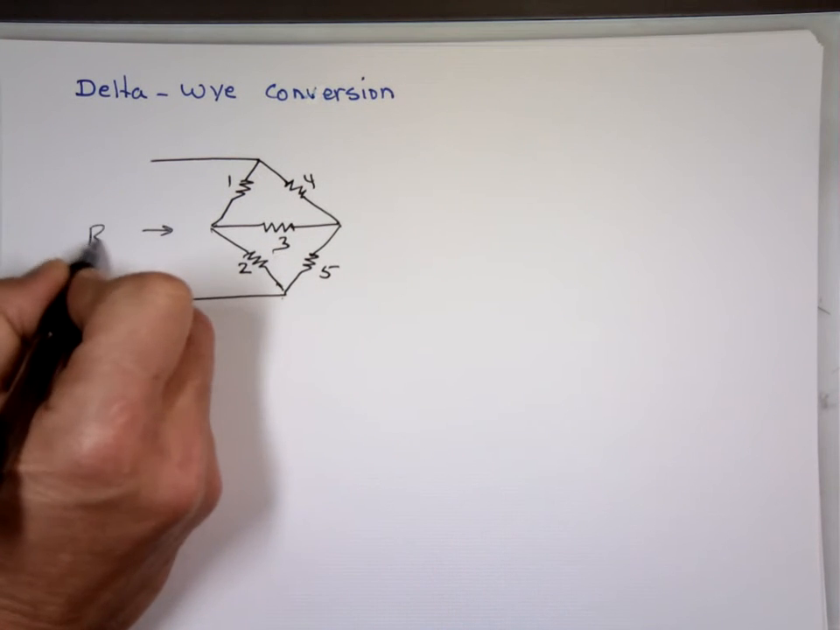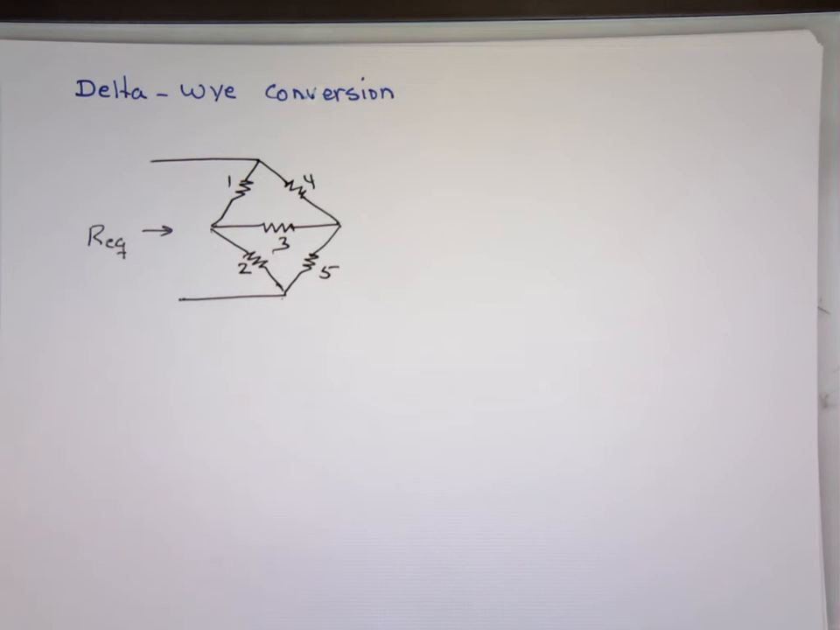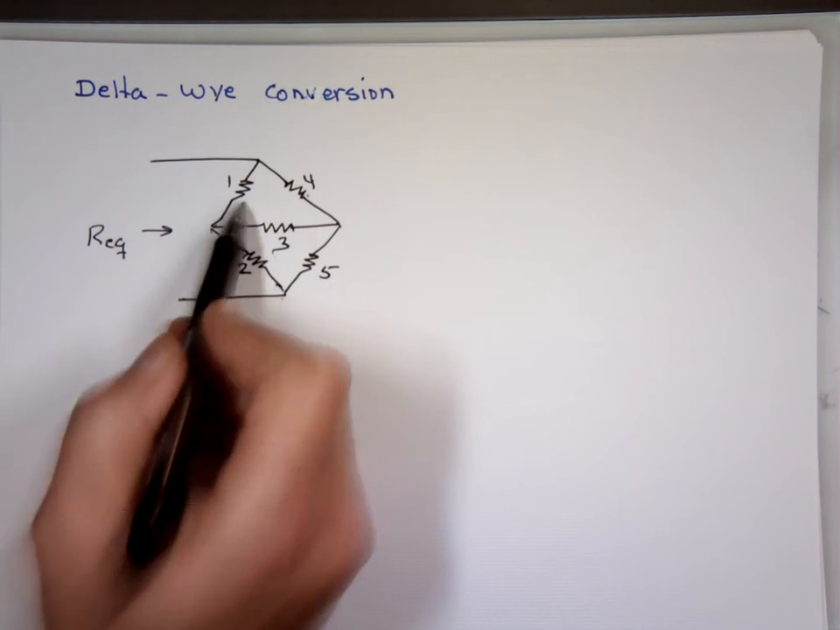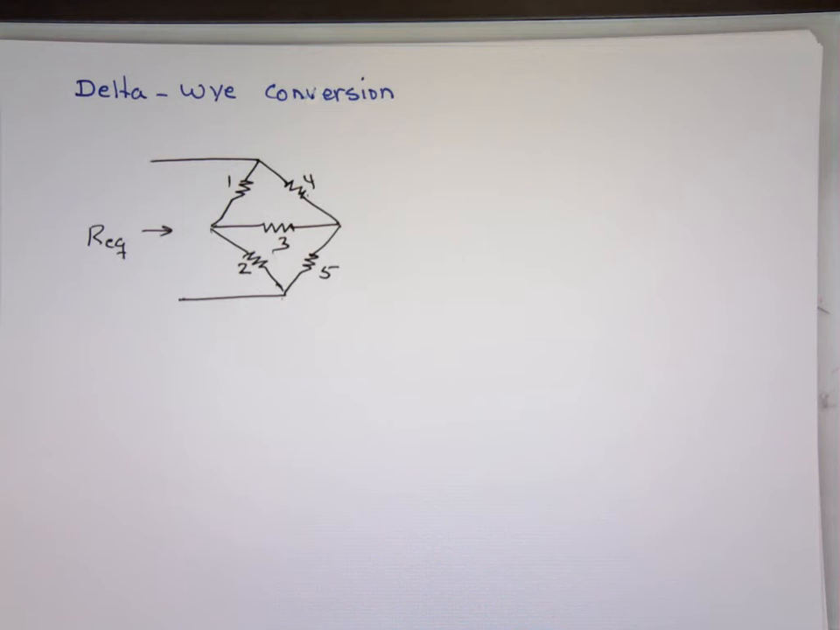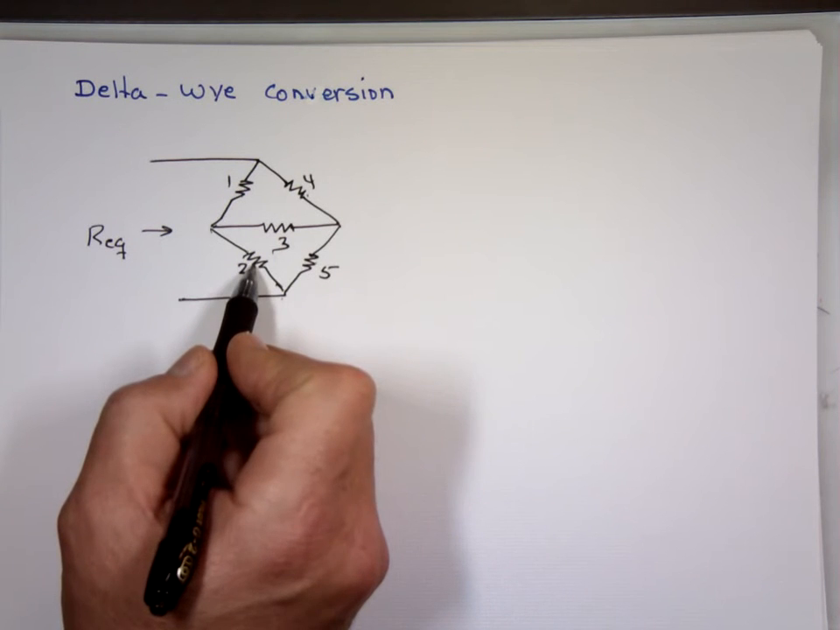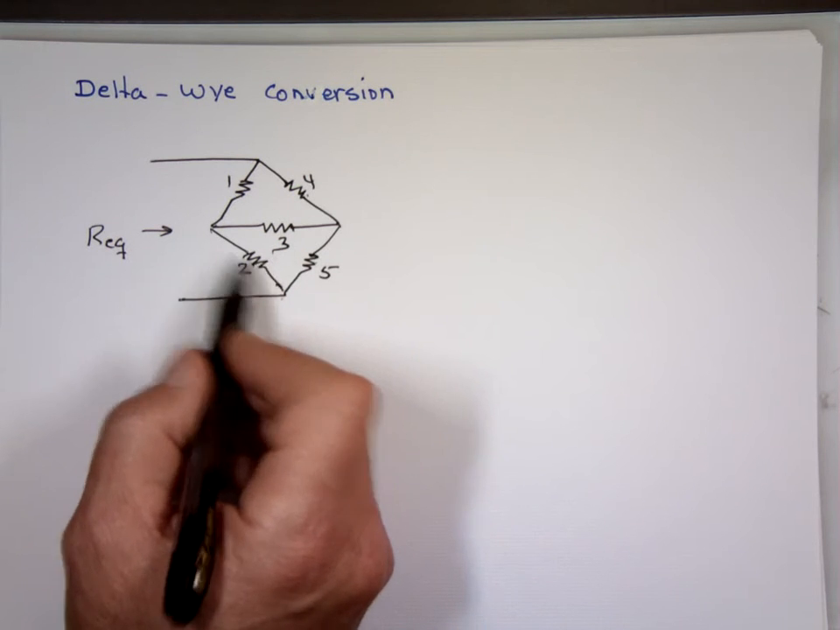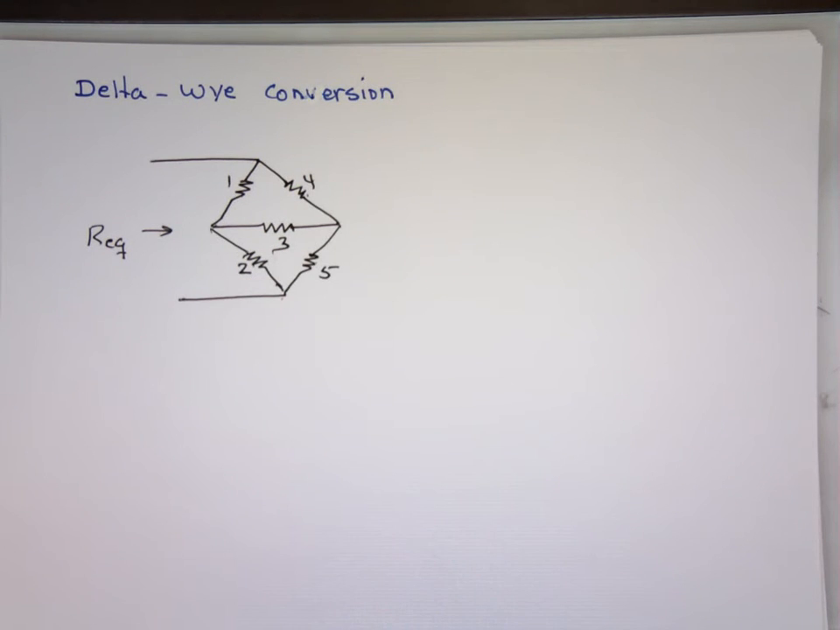What's our equivalent? Well, good luck to all of us, including me. How do you find R equivalent? These two are not in parallel. They're not in series. What are you going to do? These two are not in parallel, not in series either. So I can't combine them. I'm stuck.